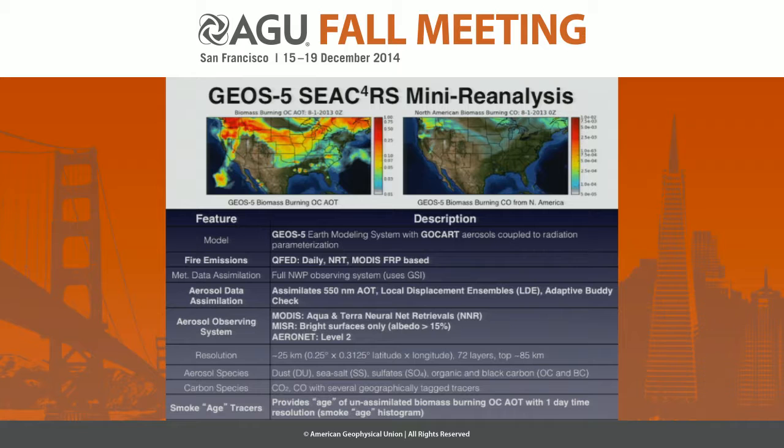One of such campaigns that we supported was CCARs, and as part of that exercise, after the campaign, we go back and try to do a mini reanalysis for the period where we bring in data that was not available in real time. At the same time, we do a comparison with in situ measurements and go through iterations of improvements. This run just uses our QFED daily biomass emissions from MODIS FRP. It has both full meteorological data assimilation and also aerosol data assimilation with MODIS, MISR, and AERONET, including the DRAGON network that was deployed at the time.